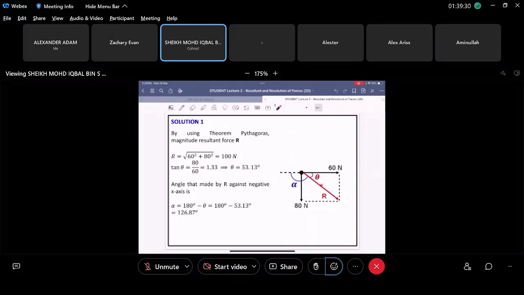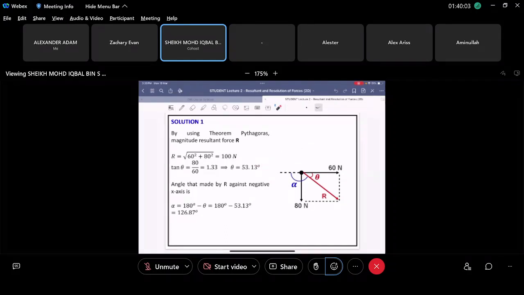So tan theta, the opposite is what? Is 80, right? 80 is here. This one is 80, so put 80 here. Adjacent is what? Adjacent is this one, and this one is 60, right? So put in here tan theta equals 80 divided by 60. Finally, you have your angle, which is 53.13 degree, right? So now you know the magnitude and you know the direction, 53.13 degree, right?